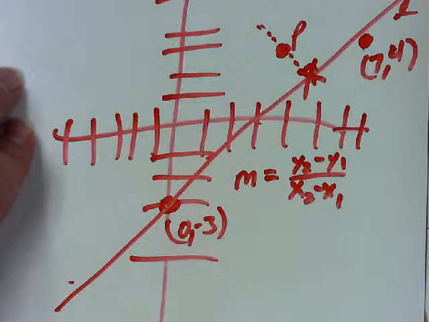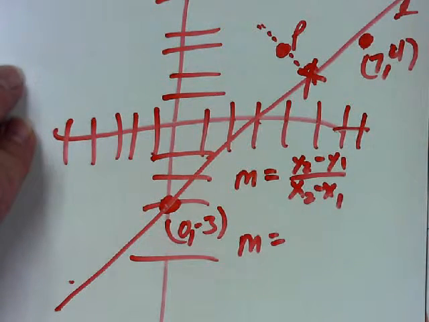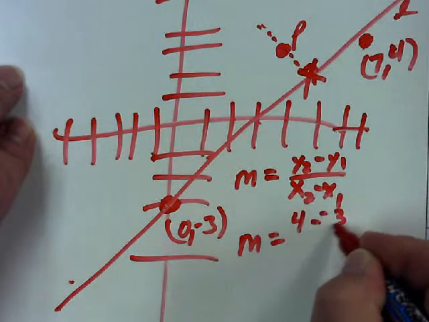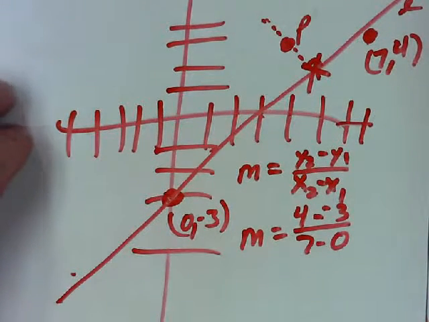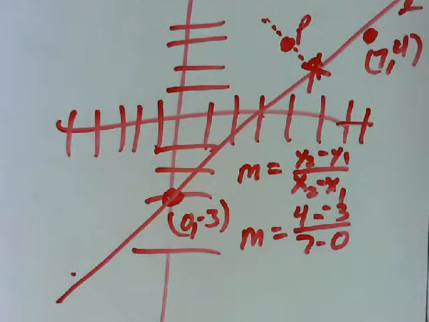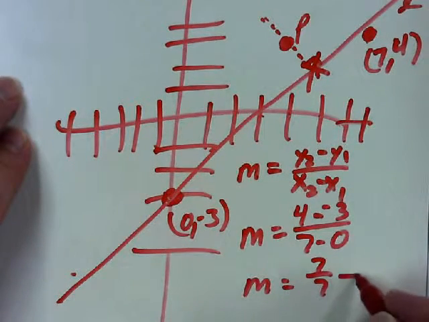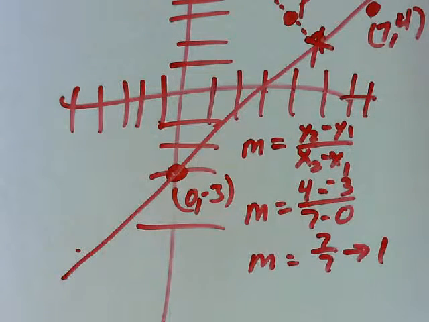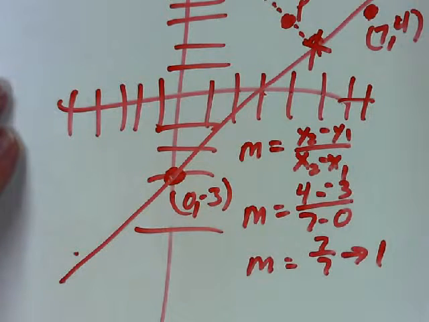How? You would substitute 4 minus -3 over 7 minus 0. Anybody have a problem with that substitution? Which means the slope is, as somebody said, 7 over 7, which is the same as a slope of 1. Right? What's the equation of this line going to look like then? What else do you need?